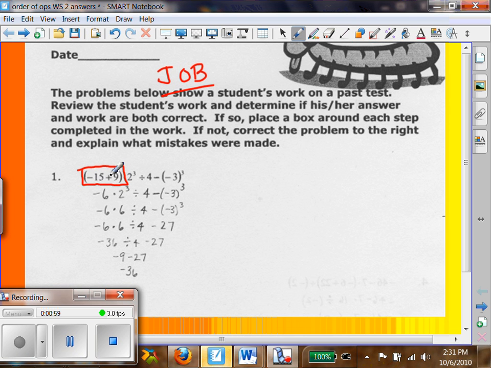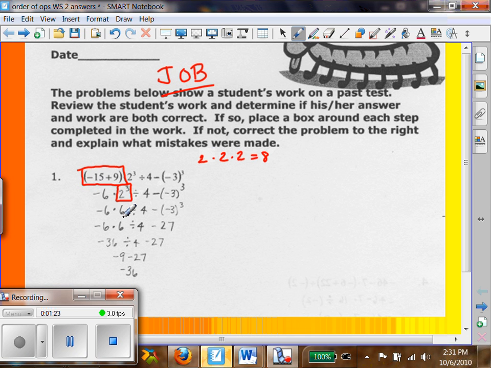So then I say -15 plus 9. That is, in fact, -6. So far, so good. Copy everything else down. That looks good. Then I move on to exponents. Now, there are two sets of exponents, so I'm going to work from left to right. And I say 2 to the third. That's 2 times 2 times 2, which is 8.